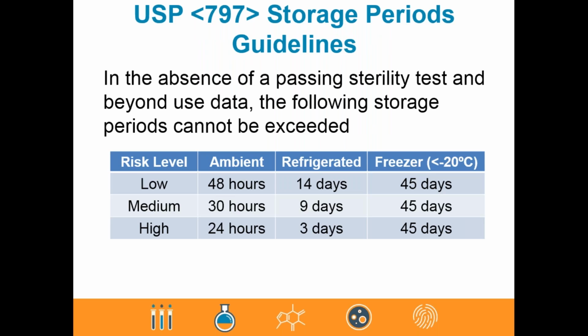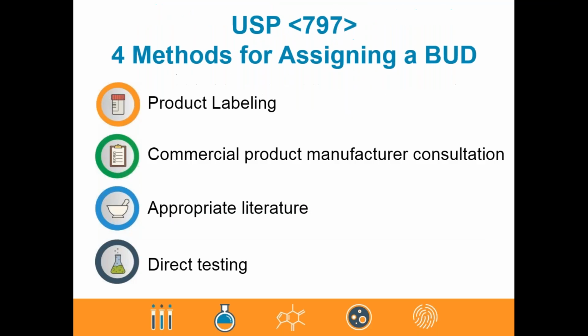So these are the use periods from USP 797. The use periods are based upon the risk level of the preparation and the storage temperature. So if you're going to exceed these use periods, you have to have two things. You have to have a sterility test, and you have to have beyond use dating. Okay, so you know you're going to exceed those use periods, or you need to exceed those use periods, so you need a beyond use date.